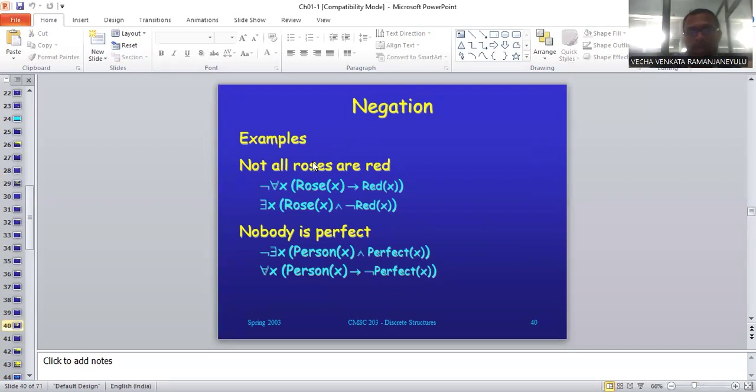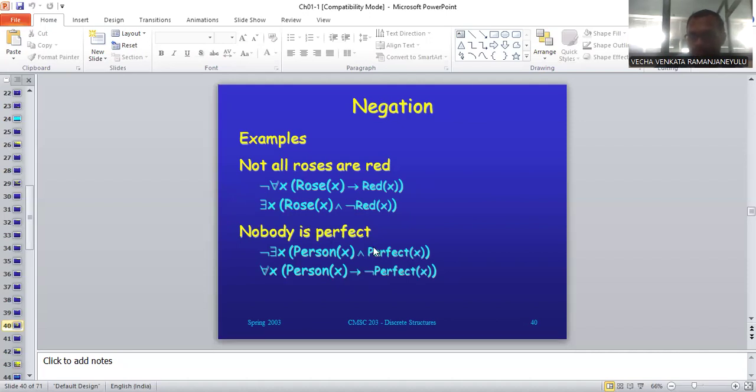Negation. Here, for negation I am taking one example. Not all roses are red. Negation for all X means not all, where negation is applicable. Negation for all X, rose X implies red X. Existential X, rose X and negation red of X. Here not all means some are there. That's why I am using this representation.